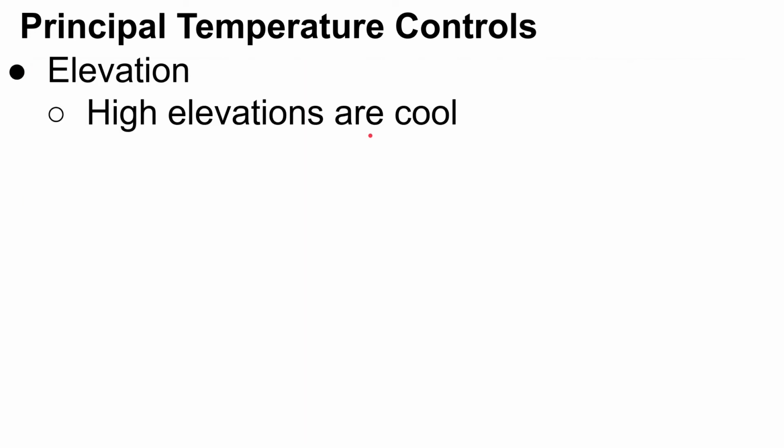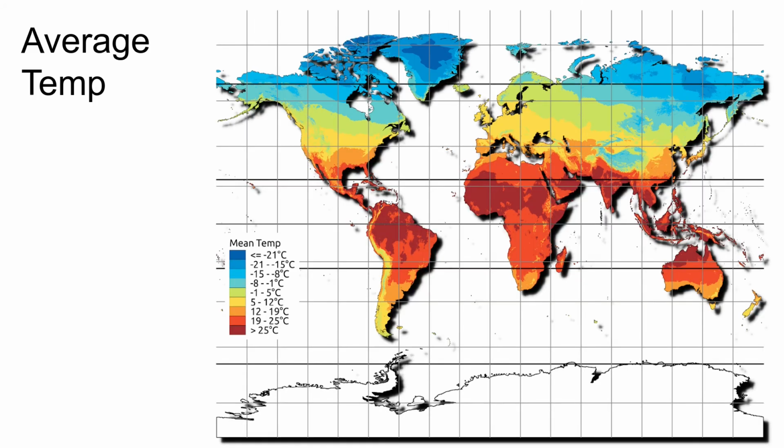Elevation. High elevations are cool. If you think about where people go skiing, is it high elevation or low elevation? High elevations. So let's look at the pattern of average temperature, and already I can see a couple patterns. So first, the tropics are hot, the poles are cold, over 25 Celsius, below 21 Celsius. So the overall pattern is latitude, and I'd say it's latitude modified by elevation.